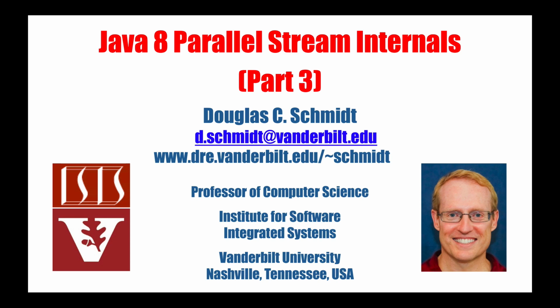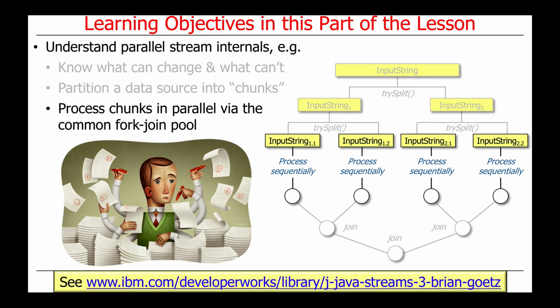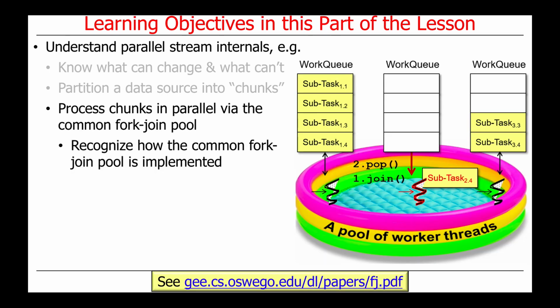Okay, the third part of this discussion will talk about how the chunks created by the splitterators are processed in parallel via the common fork join pool. I'll briefly reiterate how the common fork join pool is implemented. You've already seen bits and pieces of this when we talked about the fork join pool, so I'm going to go through it fast, and look at it from the point of view of how the parallel streams framework behaves, but some of this will be a little bit of review.